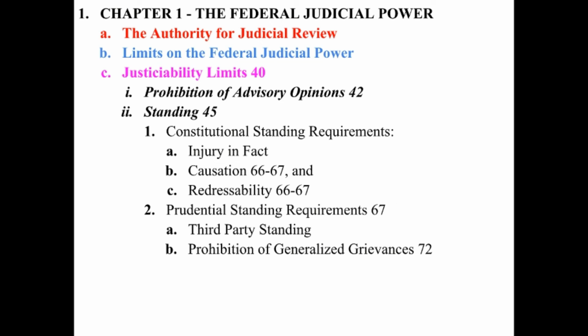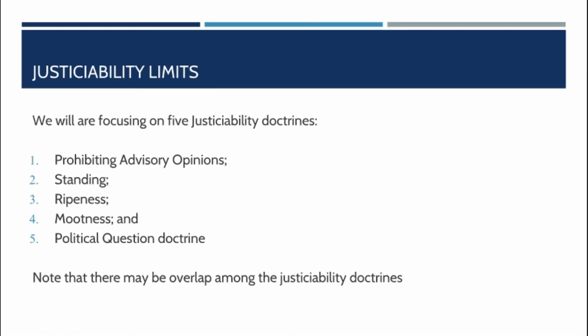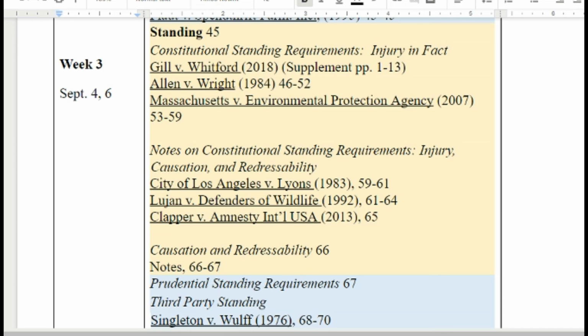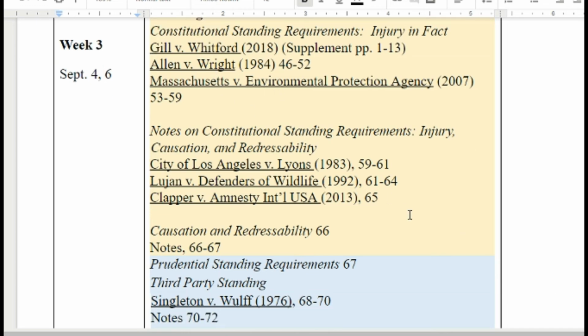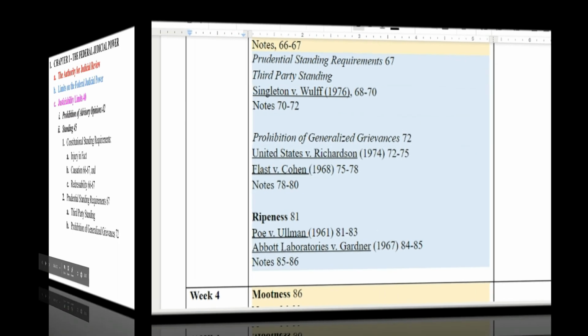Now, based on the slide from the professor, we know that this section will be finished as of now, and we're going to have three more sections of justiciability limits to address. And we know that because here are the five justiciability doctrines that we're going to be going through in class. We've finished with standing, and now we're going to ripeness, mootness, and political question doctrine. But just to be sure that we're finished with standing, let's look at the syllabus. As you can now see, standing, constitutional standing requirement, prudential standing requirement, and the next section is ripeness, which we haven't touched yet.